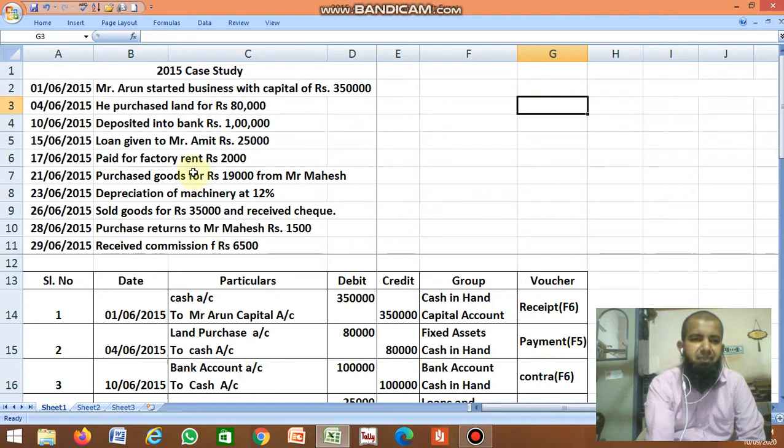Next, number 3, deposited into bank rupees 1 lakh. So here bank account is debit and cash account is credit. Bank account comes under bank account, cash account comes under cash in hand. And whenever the transaction is related to bank account, the voucher is contra.